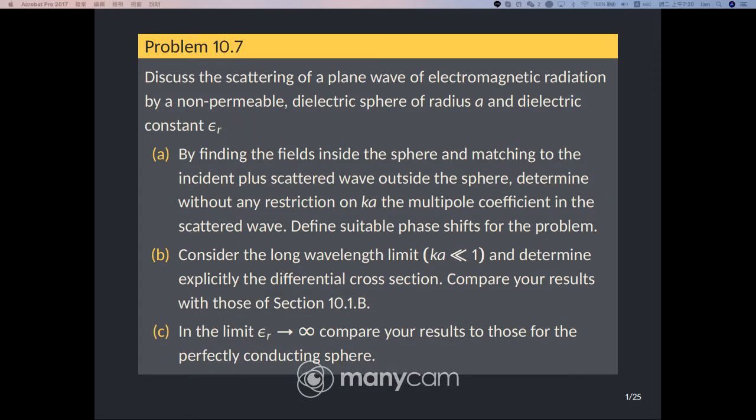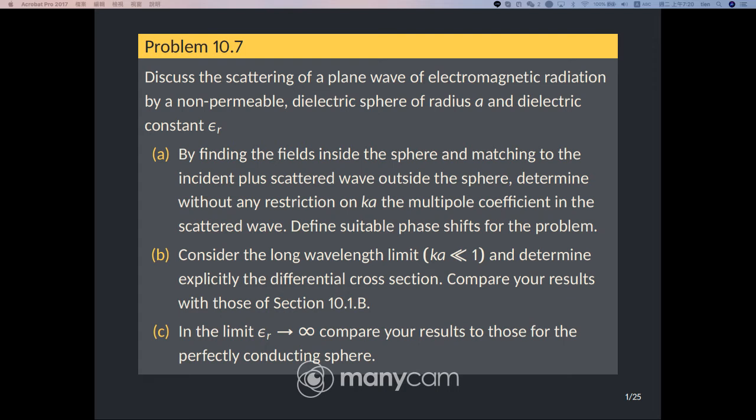Hello everyone, today I will tell you how to solve problem 10.7 and problem 10.12. For problem 10.7, discuss the scattering of a plane wave of electromagnetic radiation by a non-permeable dielectric sphere of radius a and dielectric constant epsilon r.